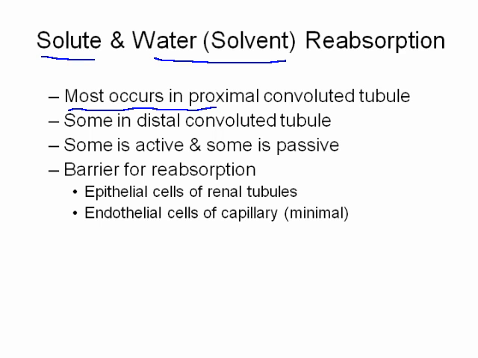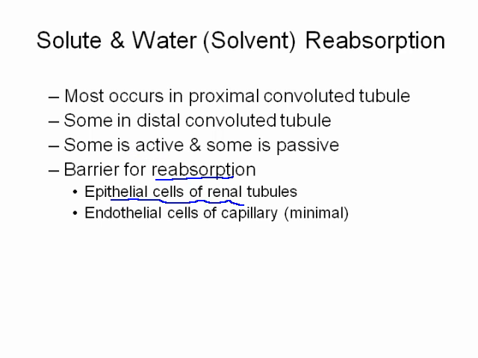And as I said, most occurs in the proximal convoluted tubule right after it's being filtered out. A lesser amount in the distal convoluted tubule. Some of the reabsorption is active, meaning we have pumps that are using ATP as an energy source, and some is passive. In that case, most of it is facilitated diffusion, but we'll talk about that in more detail a little later on. And there is a barrier for reabsorption.